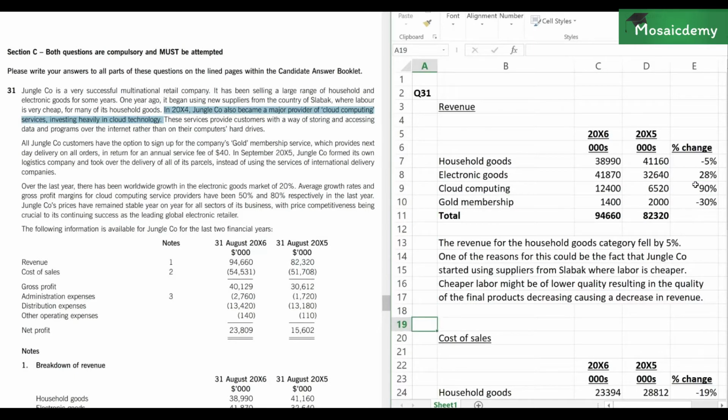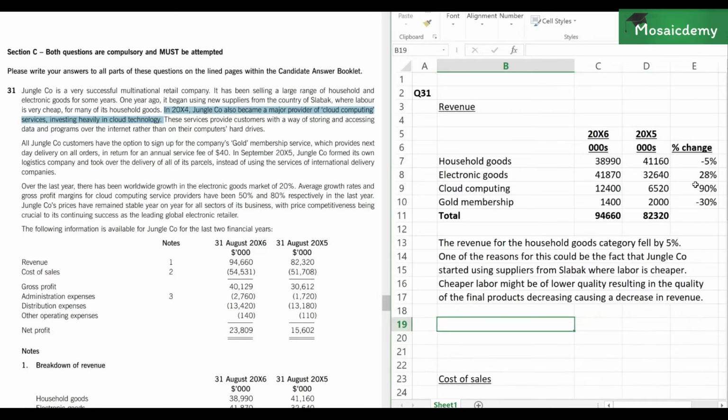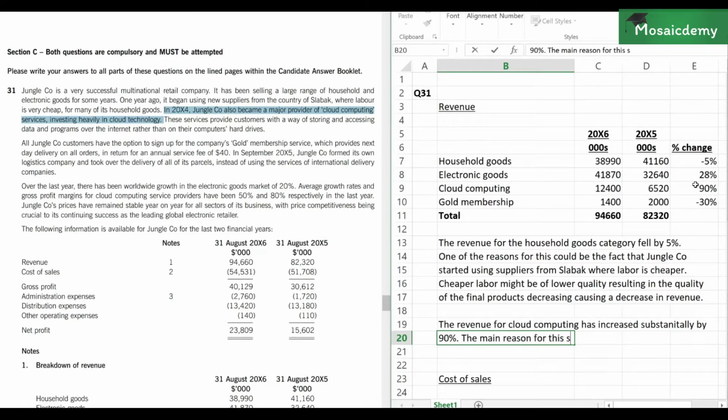So we can say the revenue for cloud computing has increased substantially by 90%. The main reason for this seems to be the fact that Jungle Co has heavily invested in this area.